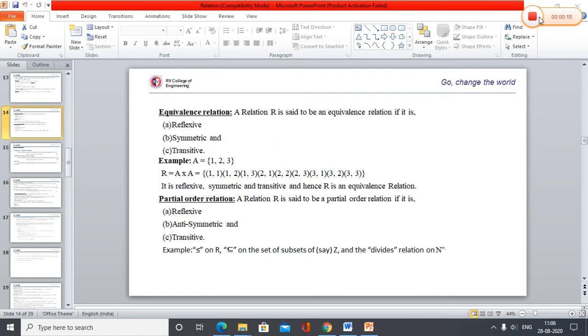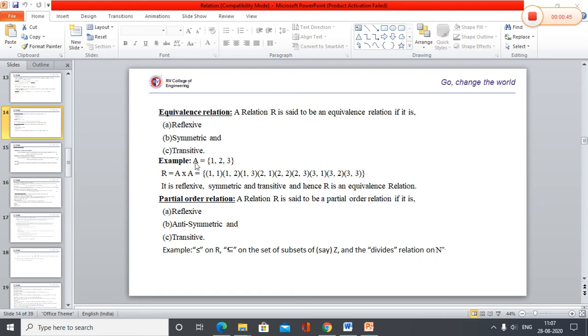In my previous video on relations, I had explained the properties of relations: reflexive, irreflexive, symmetric, asymmetric, antisymmetric, transitive. So all those properties I have explained. Now a relation will be an equivalence relation if it is reflexive, symmetric and transitive, and it will be a partial order relation if it is reflexive, antisymmetric and transitive.